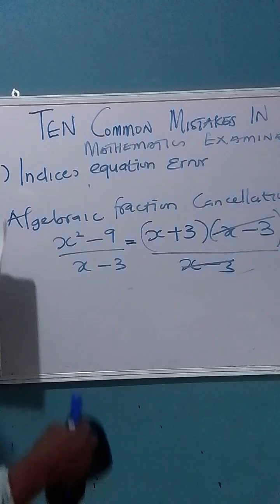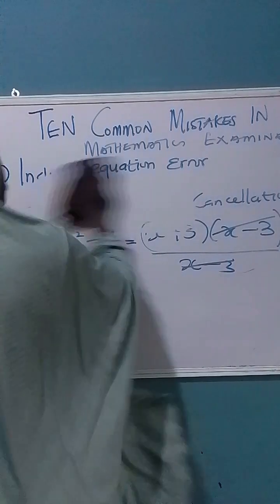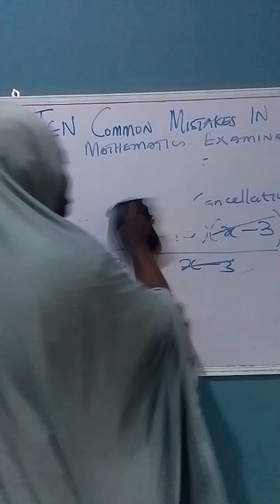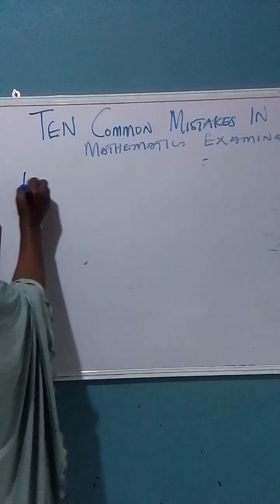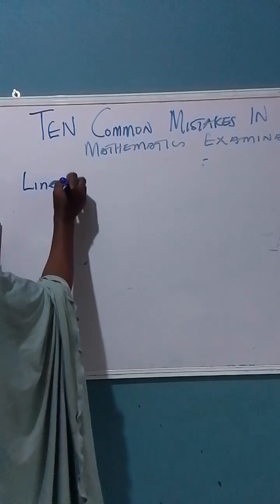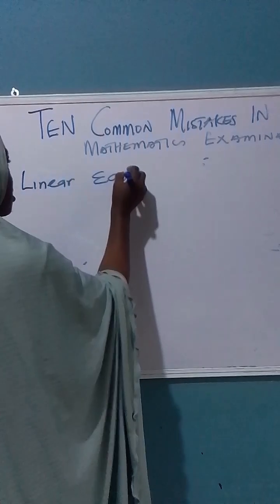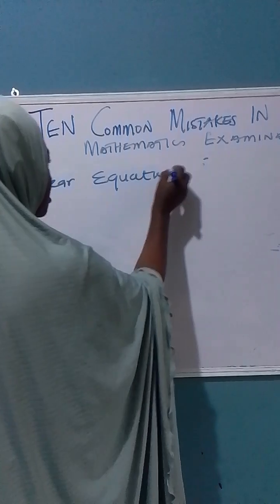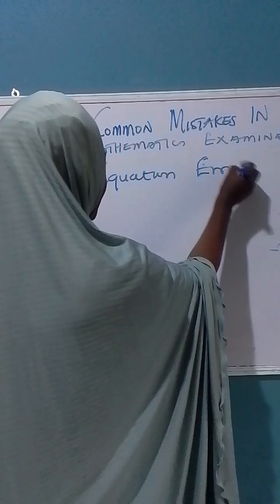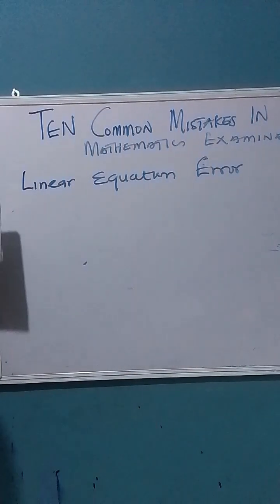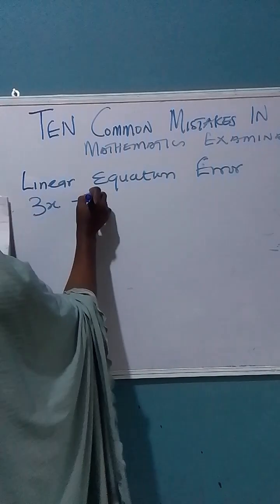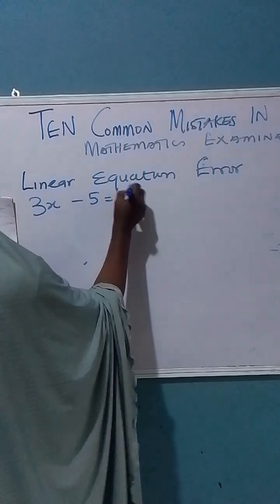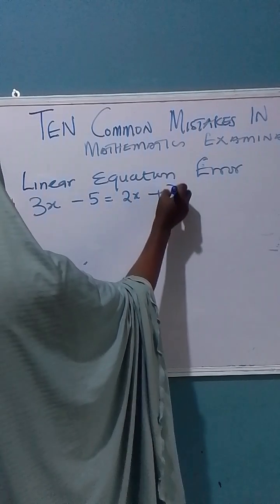So the next mistake that students are fond of making, and it used to cost them marks, is number 3, linear equation error. So what do I mean by linear equation error? Now let me show you in this example. Assuming we have 3x minus 5 is equal to 2x plus 7.